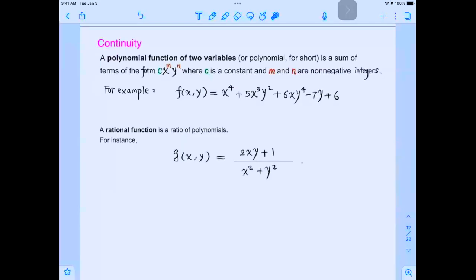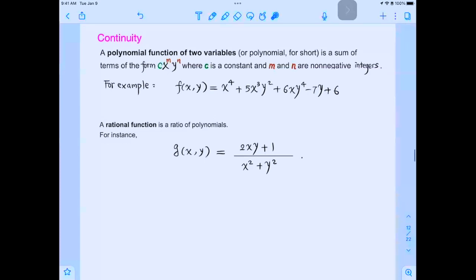Now, what types of functions are continuous? Do you think polynomial functions will be continuous? For the one-dimensional case, in the past we talked about how polynomial functions are continuous, right? This one here, a function of two variables, is a polynomial in x and y. This type of function will be continuous on R2.